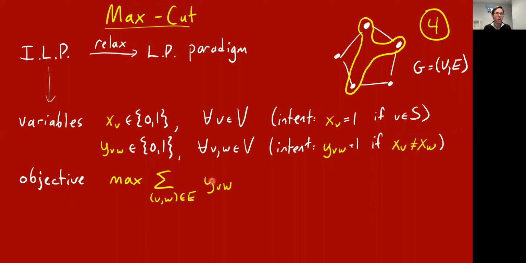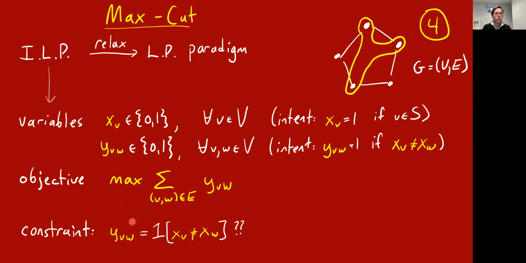What is the objective? Well, we're trying to maximize the number of cut edges. So if we could set all these variables up like so, the objective function would be to maximize the sum over all edges VW in the graph of YVW. That would exactly just count the number of edges cut by the set indicated by S. And that's a perfectly linear function. It's just the sum of some of the variables.